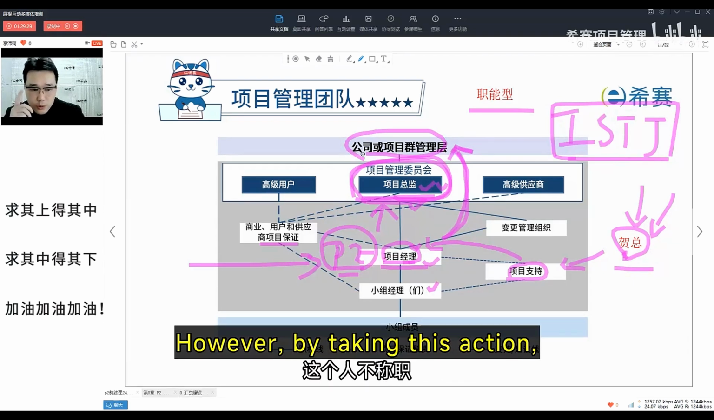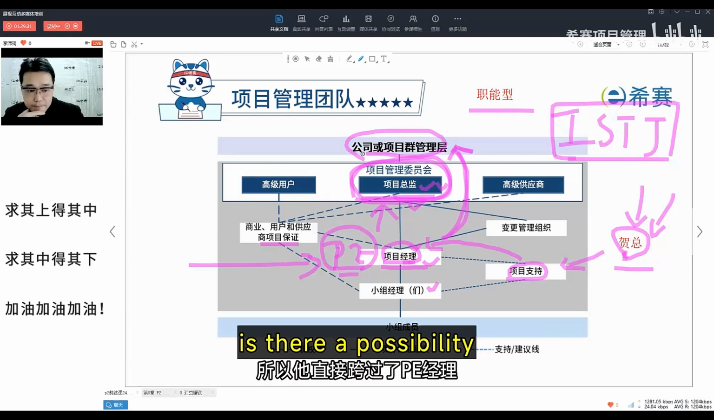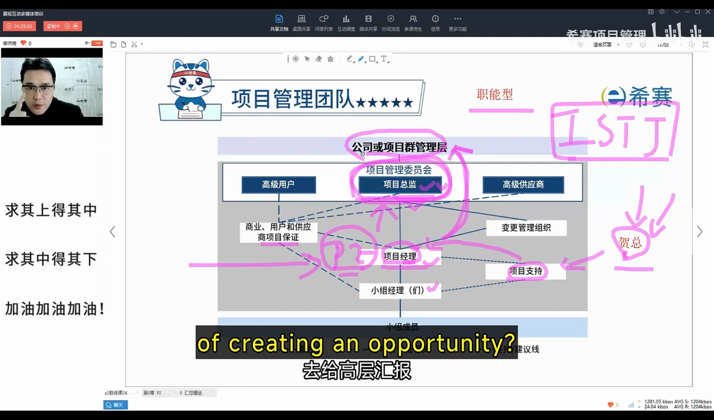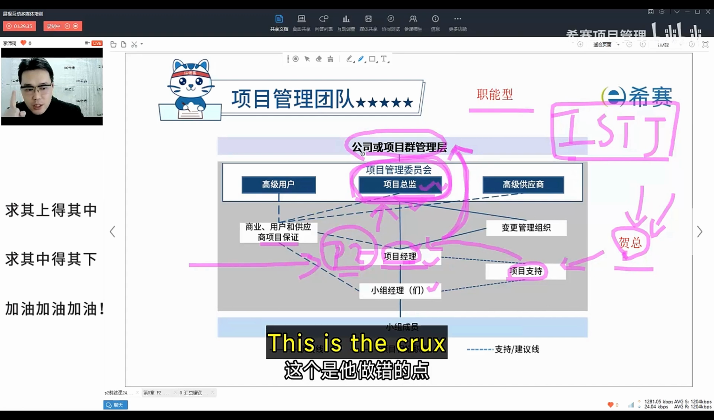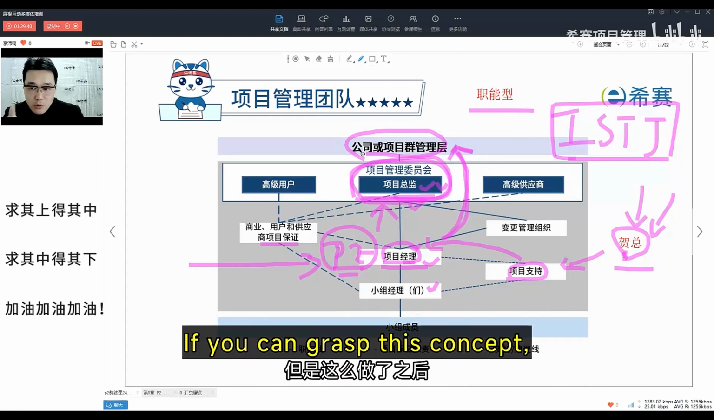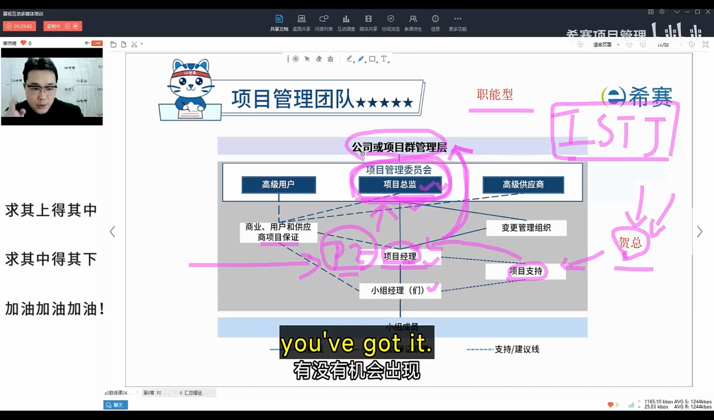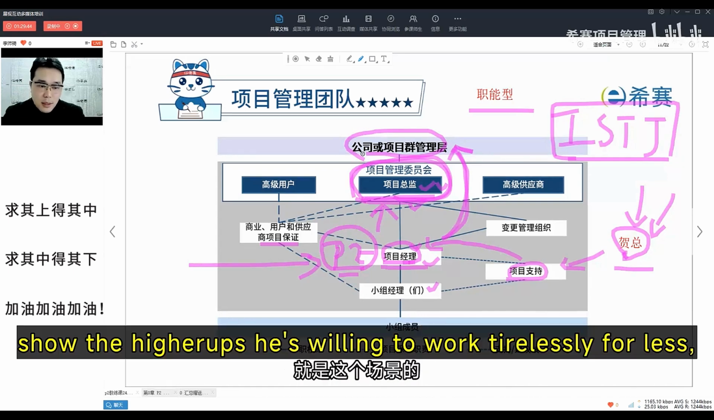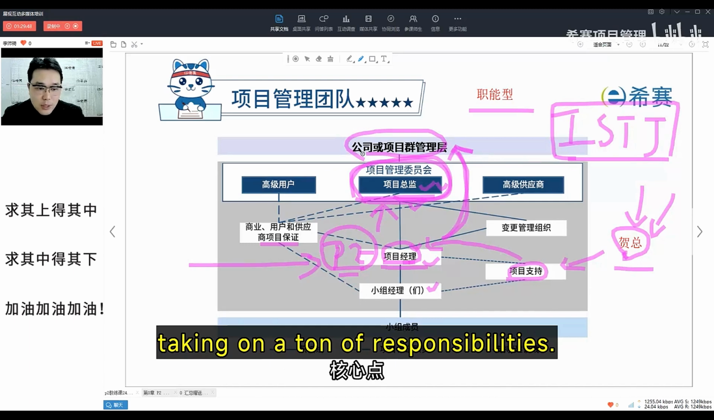However, by taking this action, is there a possibility of creating an opportunity? This is the crux of the situation. If you can grasp this concept, you've got it. Okay. Show the higher-up he's willing to work tirelessly for less, taking on a ton of responsibilities.